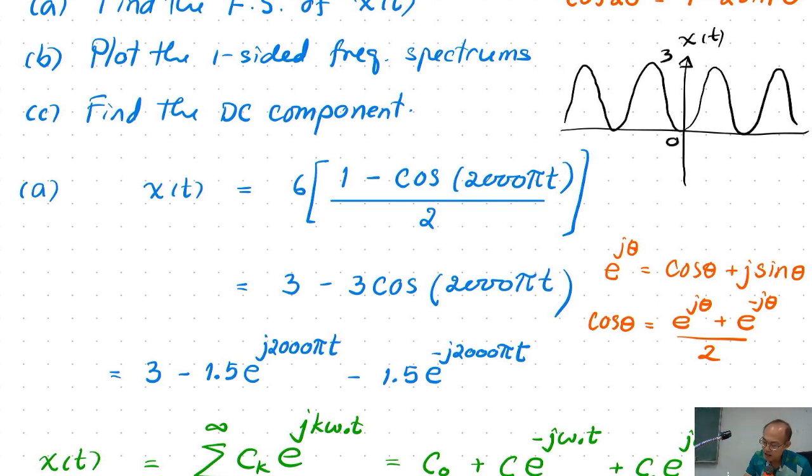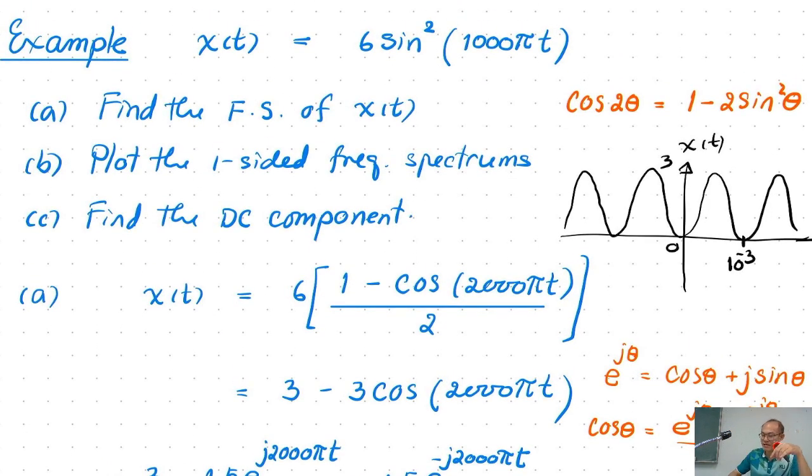Here, this is 0, and this is something here, which is 1 millisecond. Yeah, 1 millisecond. So the fundamental frequency is 1000 hertz, which is 2000 pi radians per second, and the period is 10 to the negative 3 seconds. Okay.